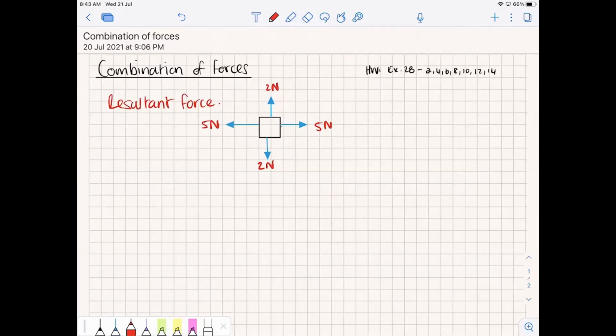So a resultant force is just the result or the net. Another nice word is the net force. And this net force is the one that gives rise to the equation that you guys already know: force is equal to mass times acceleration.